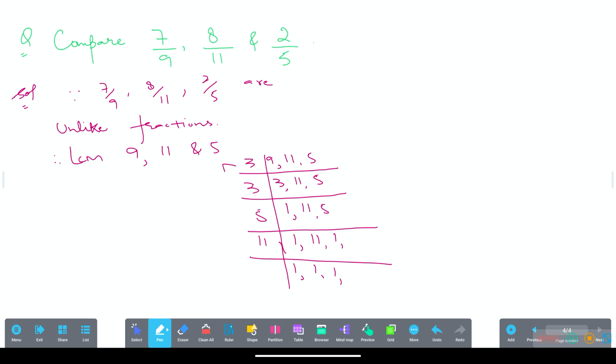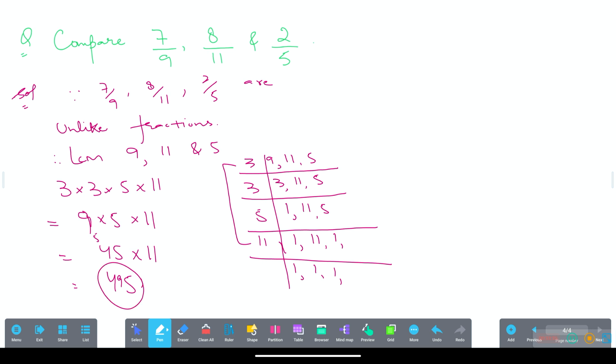Now multiplying all these prime numbers, I get the LCM of the 3 numbers. That is 3 into 3 into 5 into 11. 3 threes are 9, into 5 into 11. 9 fives are 45, into 11. 11 fives are 55, carry 5; 11 fours are 44, plus 5 is 49. See, it is quite large. 495 is the LCM of 9, 11 and 5.